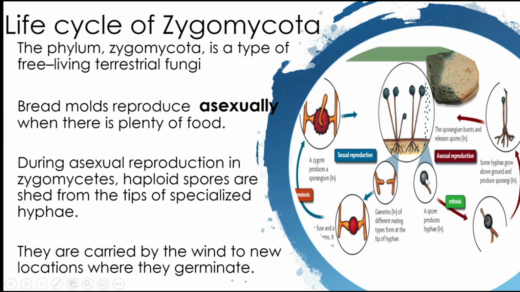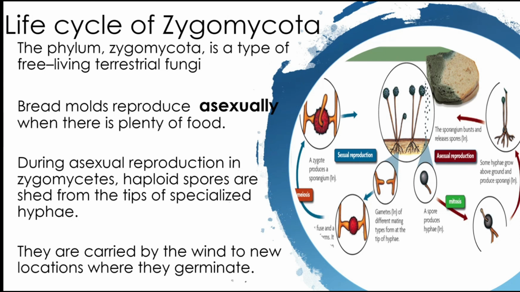If they fall in the proper conditions or proper media, the spore produces hyphae. Those hyphae are 1N. 1N means it has half the chromosome number. And then by mitosis, the spore will divide and form hyphae that grow above the ground and produce a new aerial structure that will have the sporangium. The sporangia also will have the spores, and the spores will continue the asexual reproduction cycle. This is the asexual reproduction in the Zygomycota.